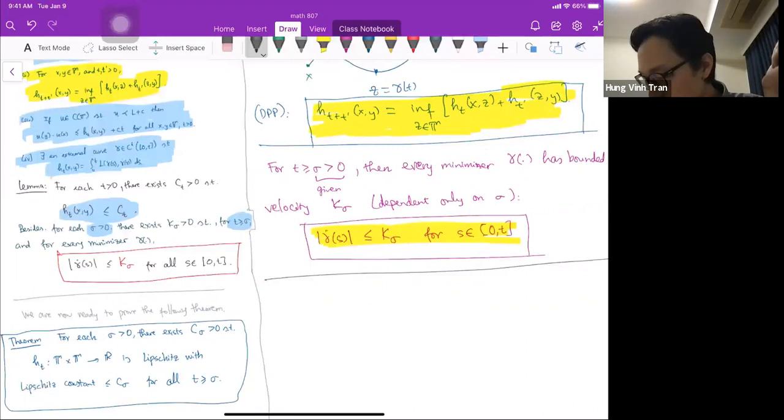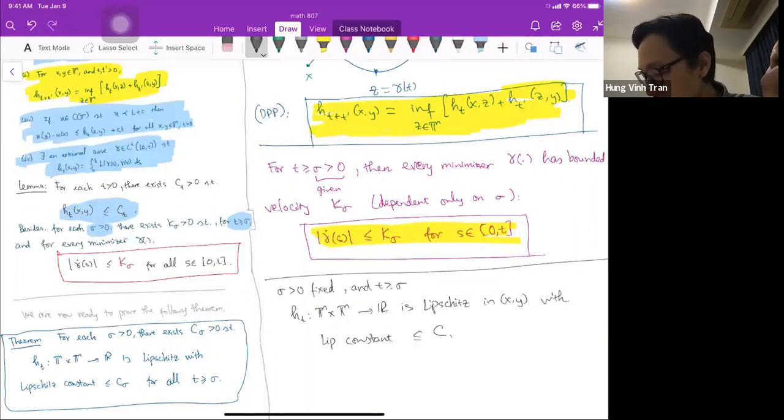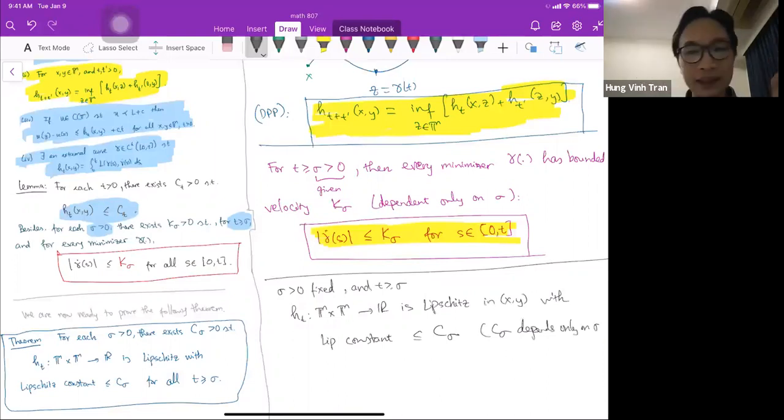Based upon the second result here, that we have bounded velocity, we now can say that, for this sigma greater than 0 fixed, we have the theorem that ht, mapping from the torus across the torus to R, for t greater than or equal to sigma, is Lipschitz in both variables, in x and y, with the Lipschitz constant less than or equal to some c sigma. And c sigma depends only on sigma, not on t, right?